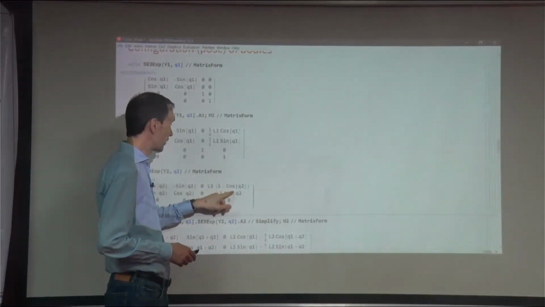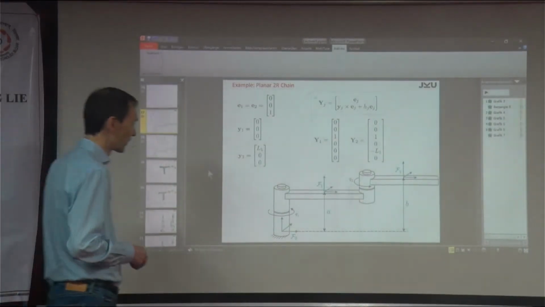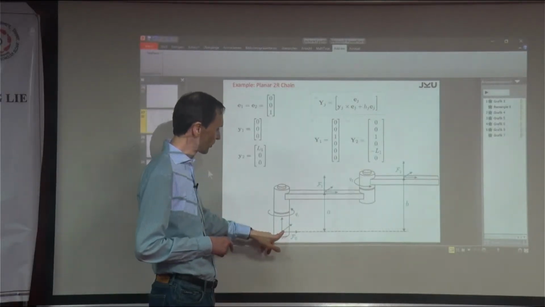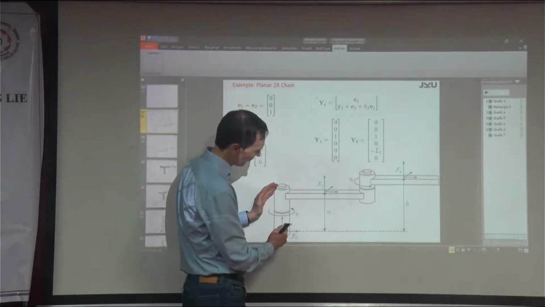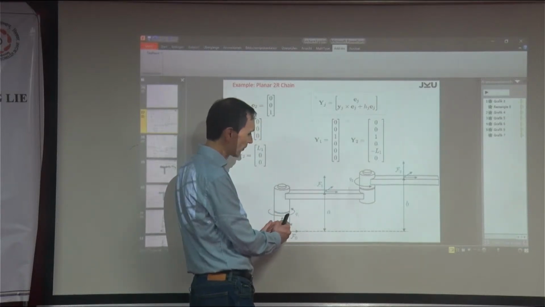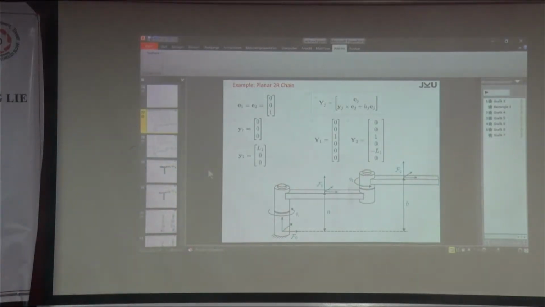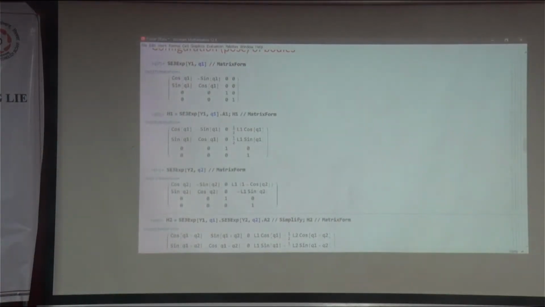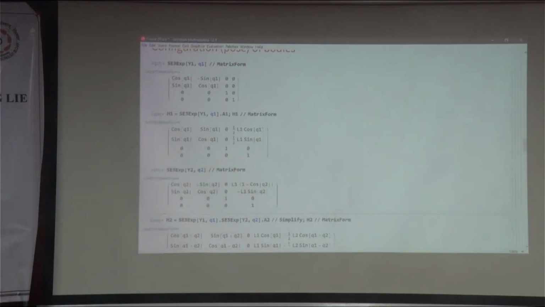For the x component, it's L1 minus L1 cosine Q2. So it starts from L1. You start from here, and then it subtracts what happens when you turn this. So you go a bit further this way, right? And this is exactly what the relative motion is. So it's 1 minus cosine of this angle times the length L1. And this is something I'm not interested in, because I'm not interested in this funny motion.